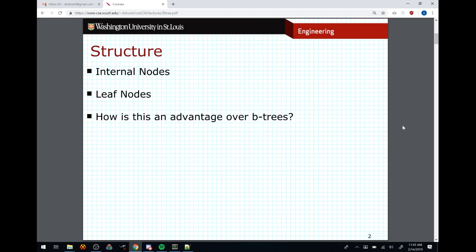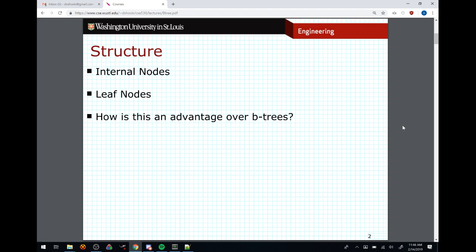And my argument last class was that B+ trees are more commonly used because they have certain advantages. So what are the advantages of having two kinds of node structures as opposed to just one node that holds everything, the data, the pointers, and all of it? What are the advantages? Does anybody remember? Yeah.